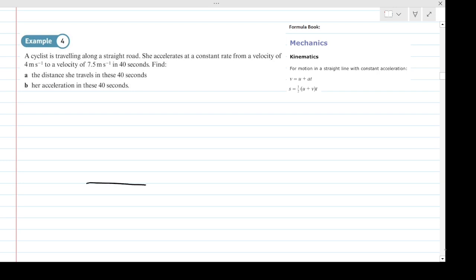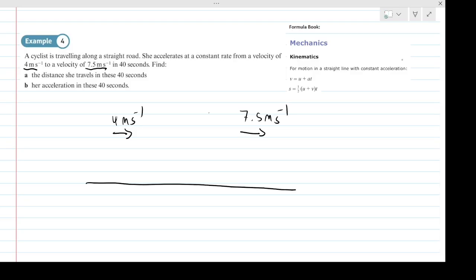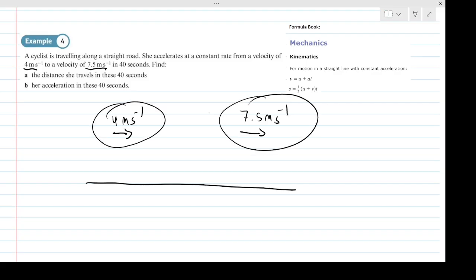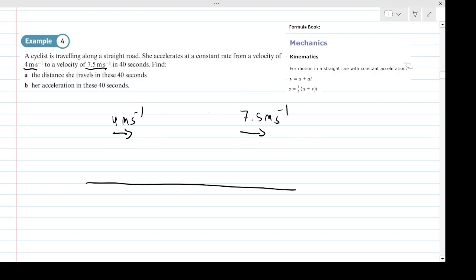So we're on a straight road, and she accelerates at a constant rate, so again it's constant acceleration, which is key, from a velocity of 4. So initially she has 4 meters per second velocity, and then the velocity after that is 7.5, so 7.5 meters per second at the end here. We start at 4 meters per second and end at 7.5 meters per second, and the time is 40 seconds.